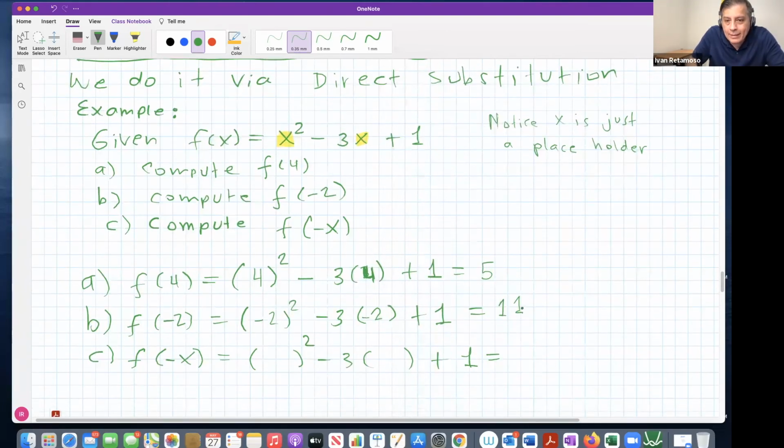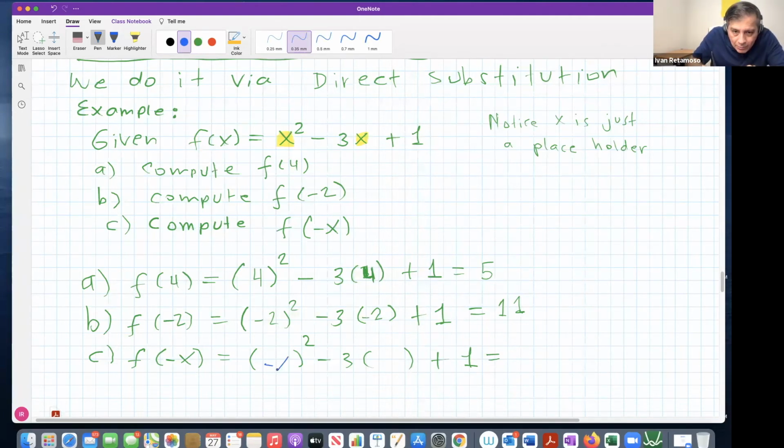But the difference here now is that this is no longer a number. It's just a variable, right? But no problem, because we said that x is a placeholder. It's saying square the input. The input is this minus x. Allow me to use a different color.